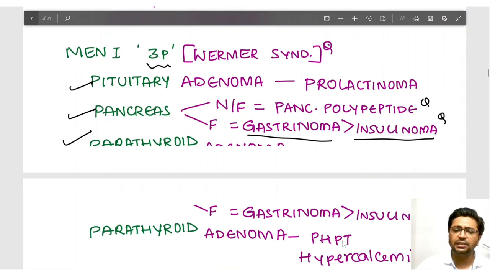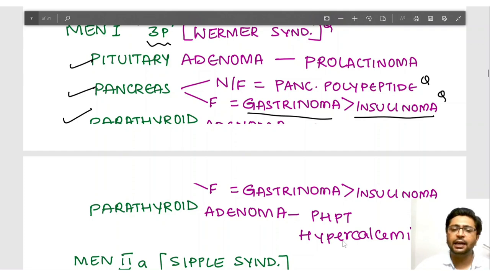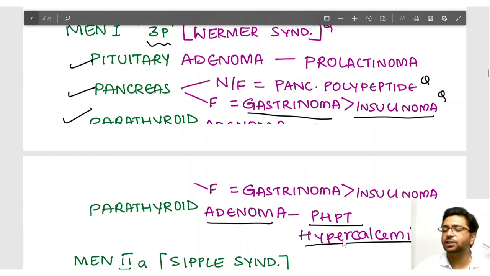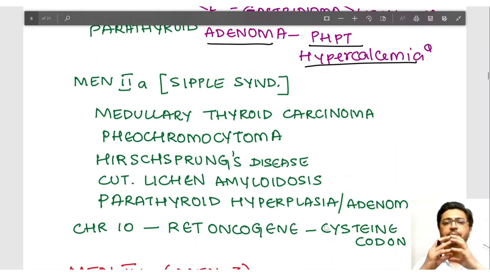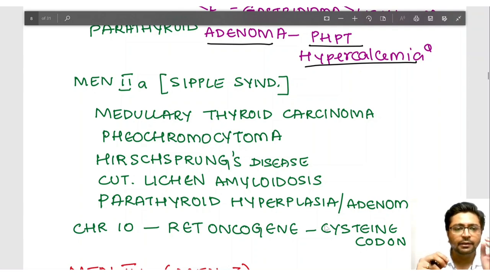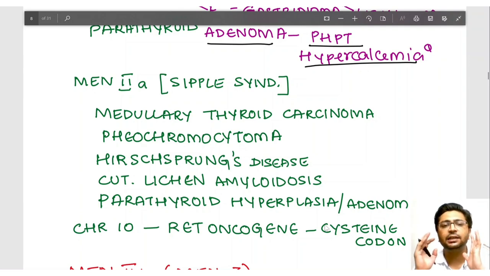When it comes to the parathyroid, there would be adenomas again and the patient would be having primary hyperparathyroidism and would present with features of hypercalcemia. So what is MEN2A? MEN2A is also referred to as Sipple syndrome. There is a mutation in the RET oncogene at codon 16 level and the chromosome is 10. So remember for MEN2A and MEN2B, the chromosome is 10 and there is a mutation at the RET oncogene.